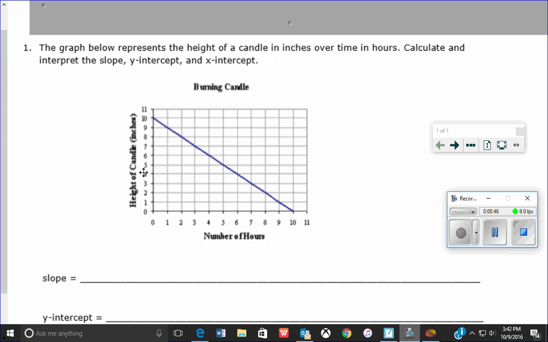So let's do the y-intercept and x-intercept first. The intercept is where the graph intercepts the x-axis or the y-axis. So basically, the intercept is where it crosses the line. So it looks like the y-axis has an intercept of 10, and down here, it's also crossing the x-axis at 10.